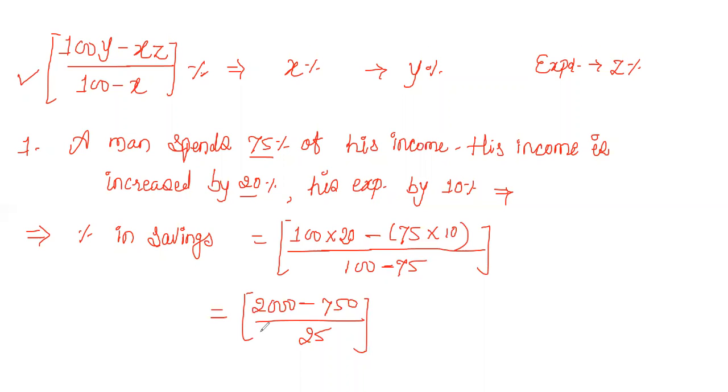Okay, which is equal to 2000 minus 750, how much? If 750 is subtracted from 2000, how much do we get? 1250. 1250 divided by 25, it gives 50%. Okay.